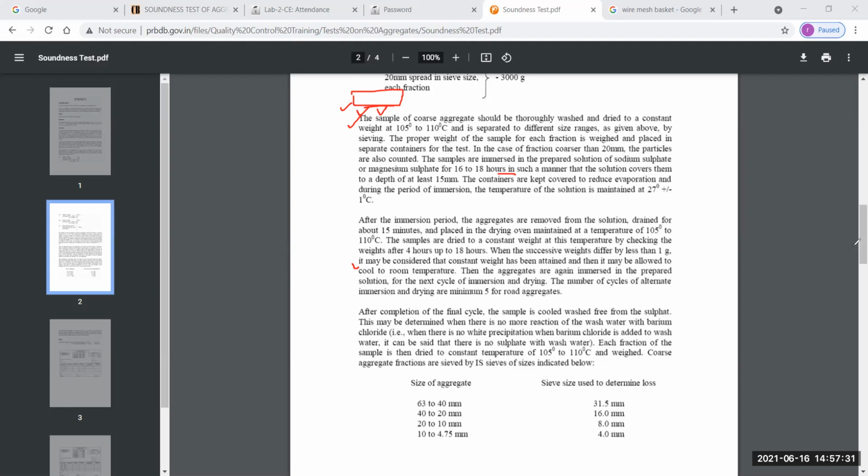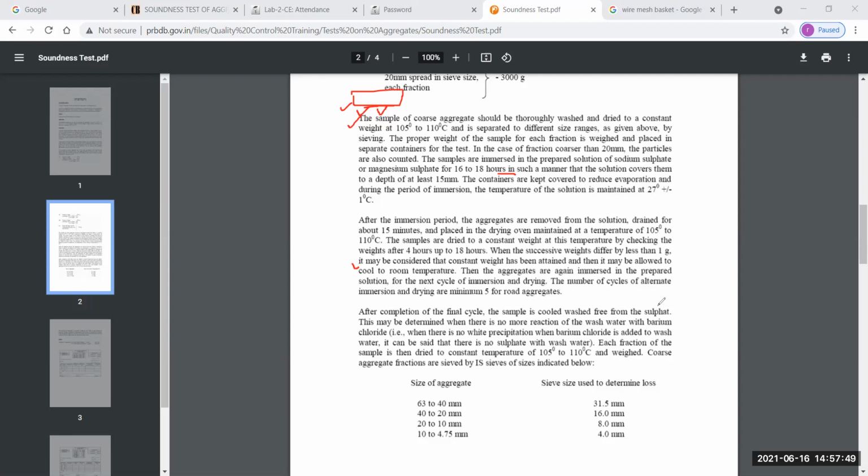Then the aggregates are again immersed in the prepared solution for the next cycle of immersion and drying. The number of cycles of alternate immersion and drying is a minimum of 5 for road aggregates.